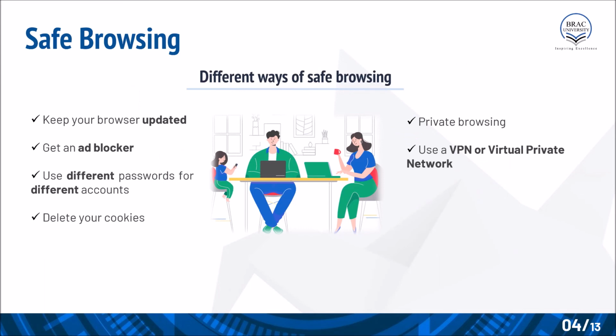The final point in the slide is using a VPN or virtual private network. Many times we come across an app or software or game that is not available for our region. It was released for some other countries, but unfortunately wasn't released for ours. Or maybe you want to access a certain website that has been blocked by your internet provider or your organization. So how can we accomplish that?